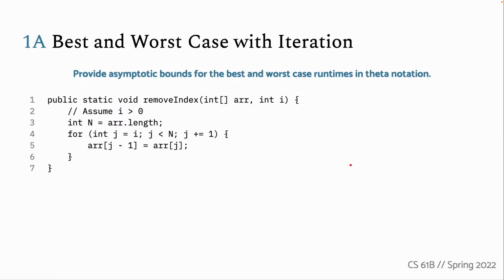So we're going to have just a bunch of problems today that are pretty similar in terms of looking at code, but they will be great practice. So the first one is an iteration-based problem. This is kind of a warm-up. Let's provide the best and worst case runtime in theta notation for this. I'll give you a chance to try it out.